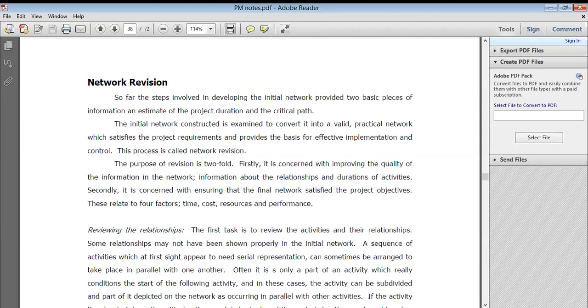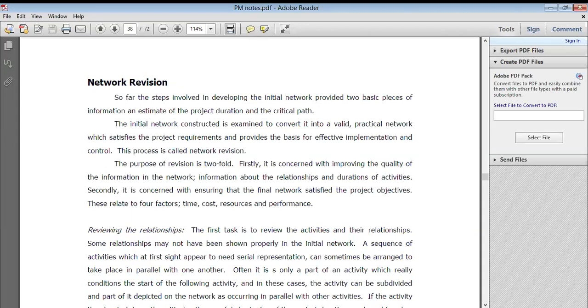So everywhere do their practical work regarding that, and that's called network revision. The purpose of revision is twofold. Firstly, it's concerned with improving the quality of information in the network. Yes, what kind of information you put on that chart, and information about the relationship and durations of activity.